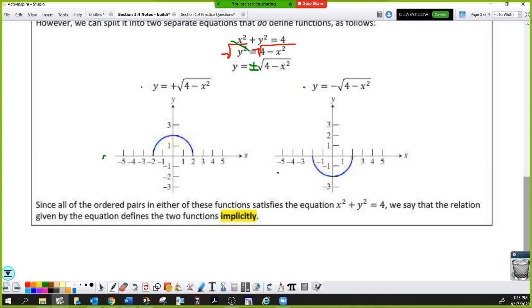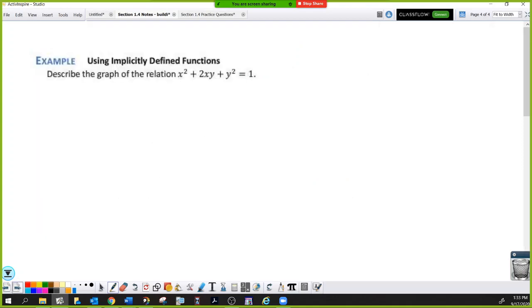Basically, if you can get y by itself, you can define a relation implicitly. Cool? Just use some algebra to solve for y. For example, we've been asked to describe the graph of this relation. It's probably not a function, and the dead giveaway for that is we see x's and y's being squared. When you see that kind of thing happen, generally you break the rules of functions.